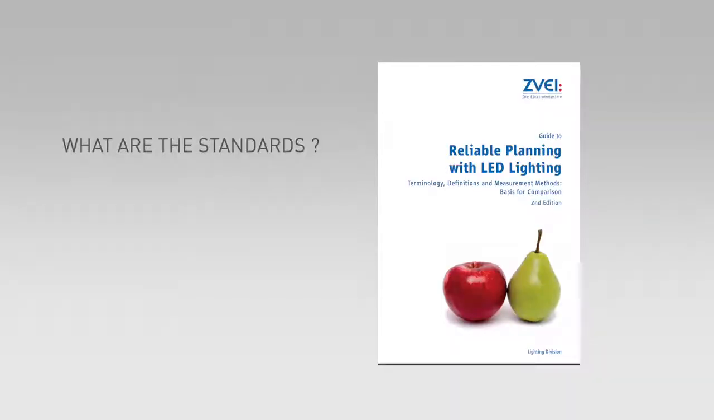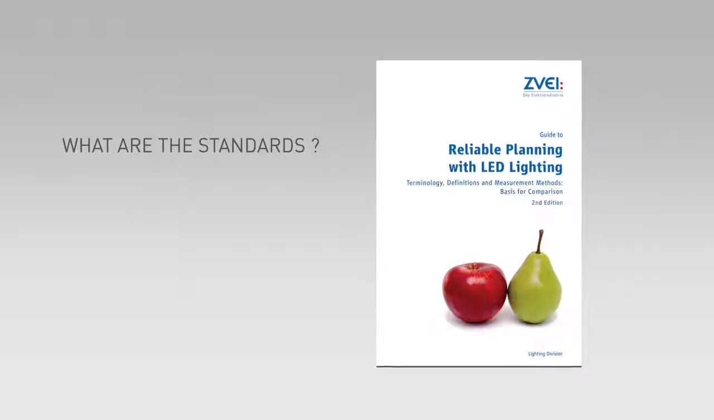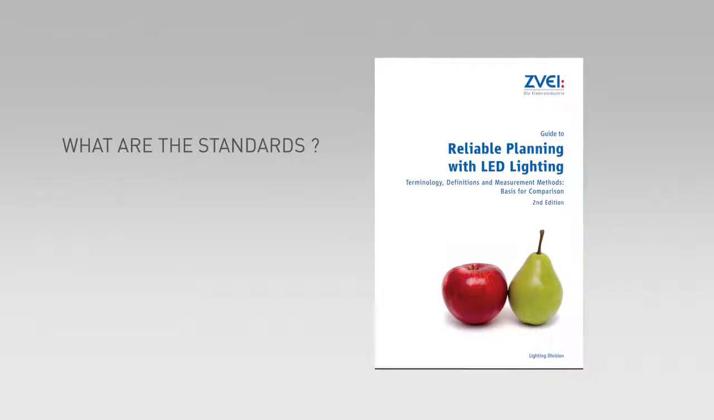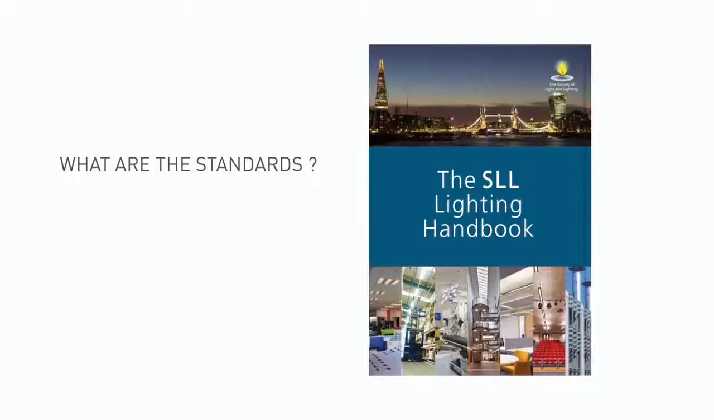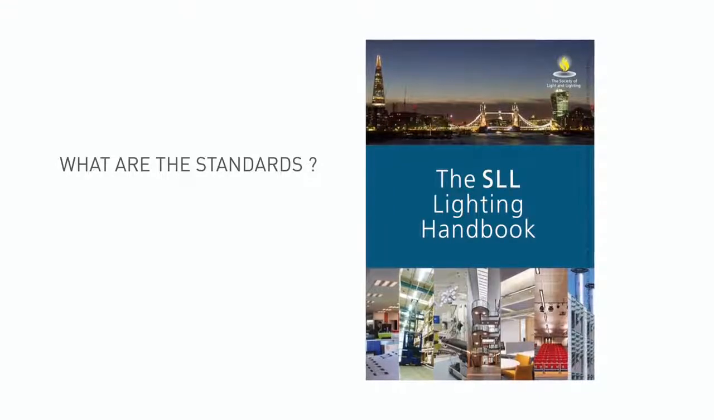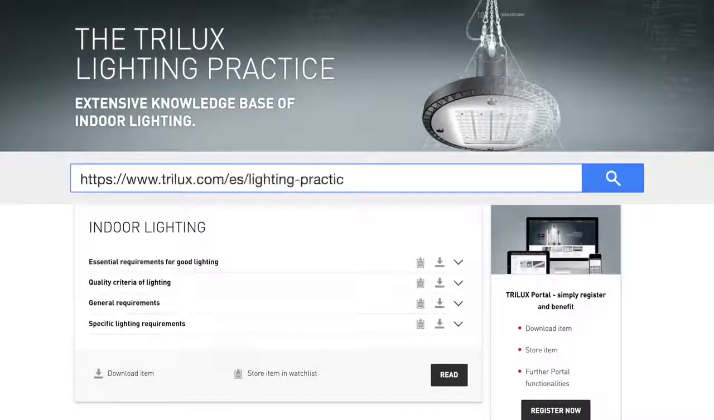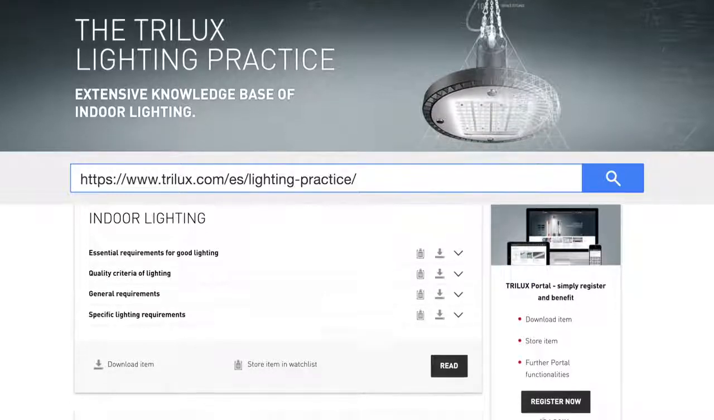but it's great to have a new document. The other part to refer to is the ZVEI guide for reliable planning on LED lighting. So this is a very good document that helps you also with maintenance factors. It's talking in the same language, but it also uses a particular table reference that's available from manufacturers to be able to use as lookup data for LLMF and LSF data. And then you've also got the Society of Light and Lighting handbook, which details all of these calculations. And also we do have the TRILUX lighting practice, which is free to download from our website, which is a great explanation of everything to do with lighting, all lighting technology.